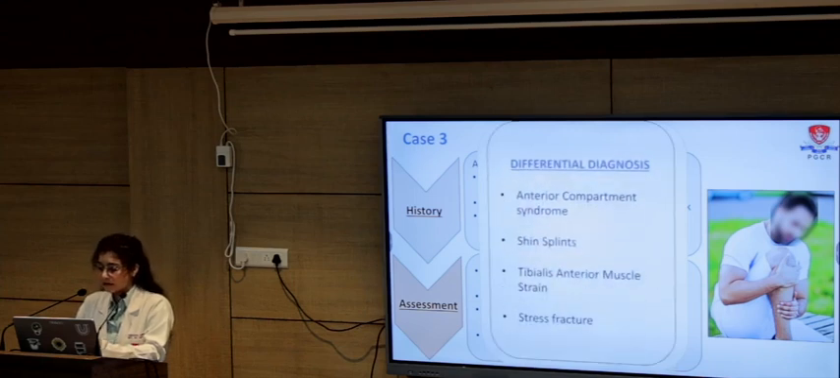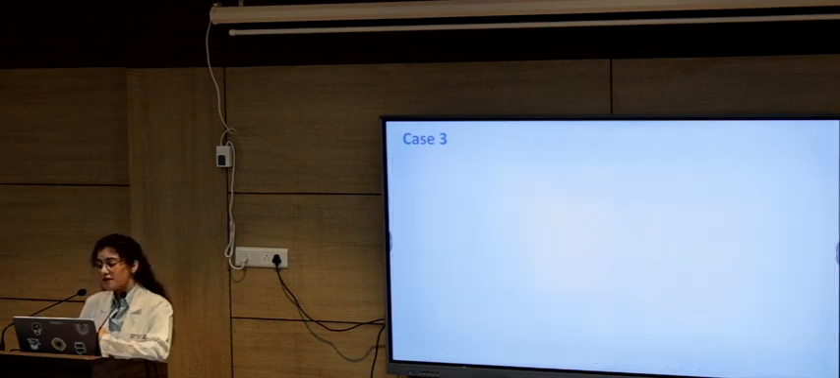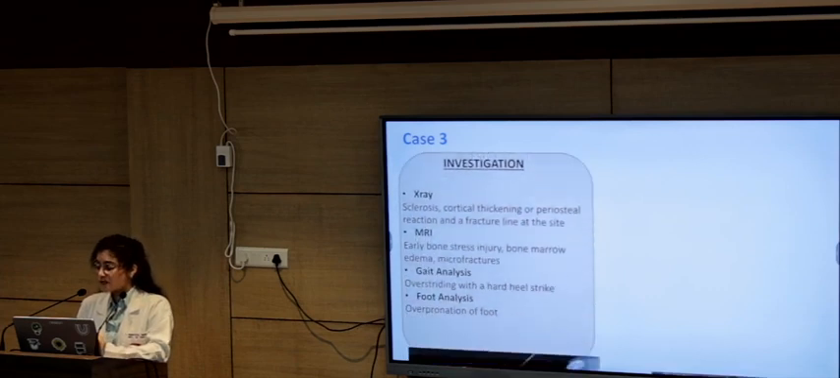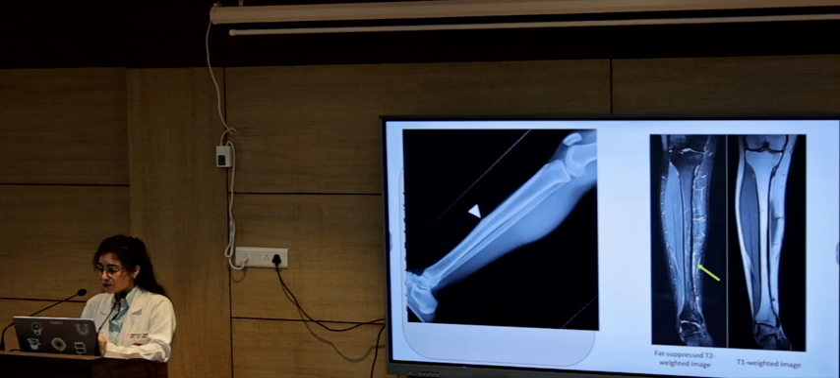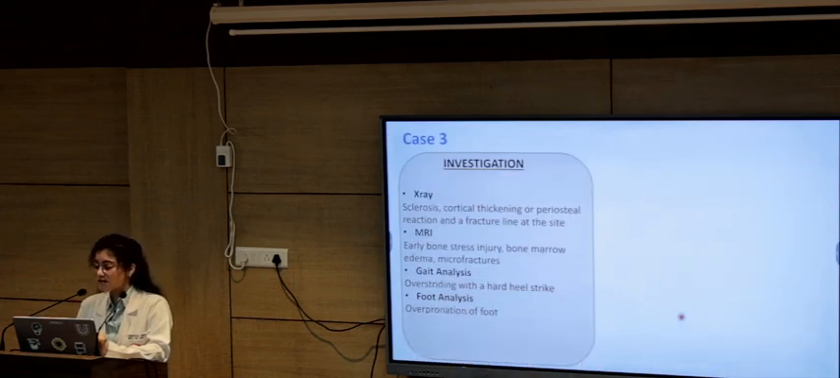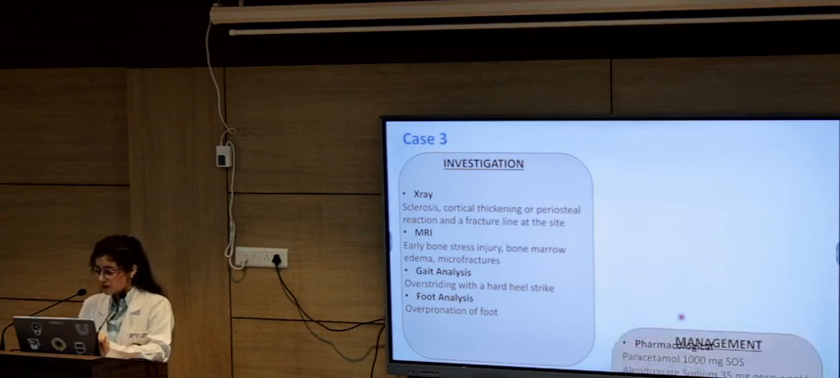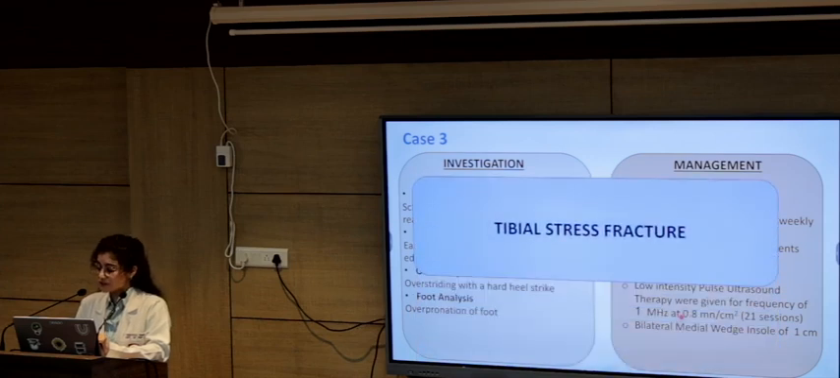Yes, correct. So these are the differential diagnoses: anterior compartment syndrome, shin splints, tibialis anterior muscle strain, and stress fracture of the tibia. On investigating, we found that under X-ray, there was presence of sclerosis, cortical thickening due to periosteal reaction, and a fracture line at the site of pain. On MRI, there was bone stress reaction with an ill-defined hyperintense area on fluid-sensitive sequence with some microfractures. On gait analysis, there was overstriding with hard heel strike and overpronation on foot analysis. So the diagnosis here was tibial stress fracture.